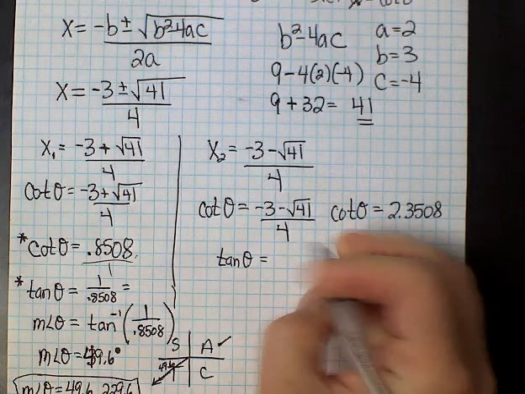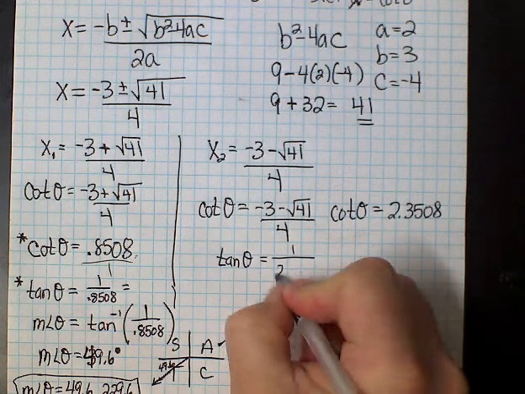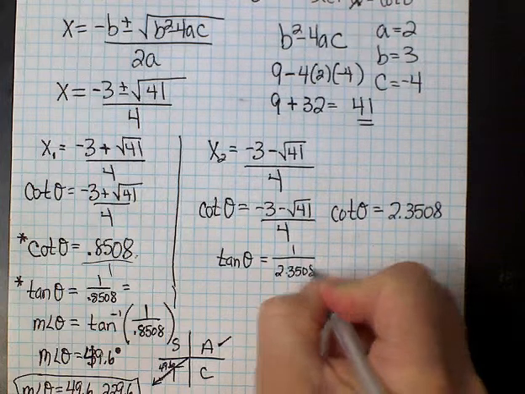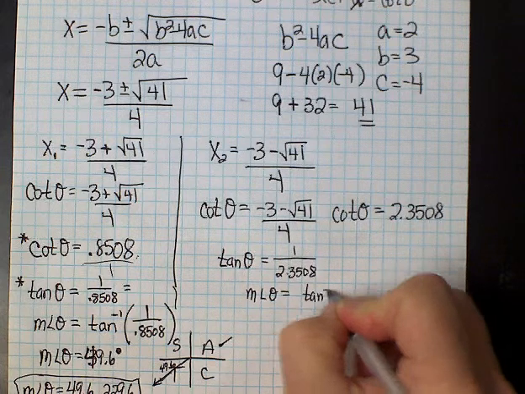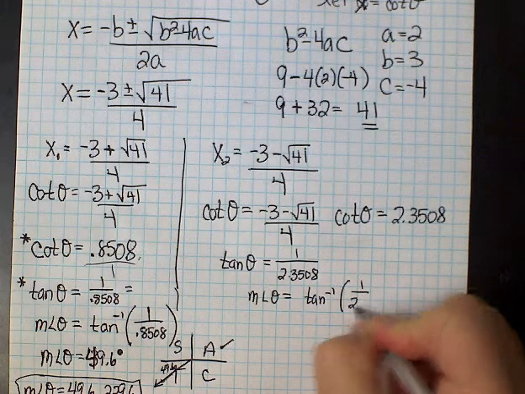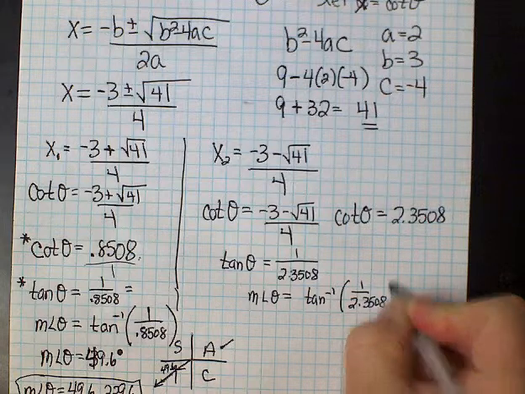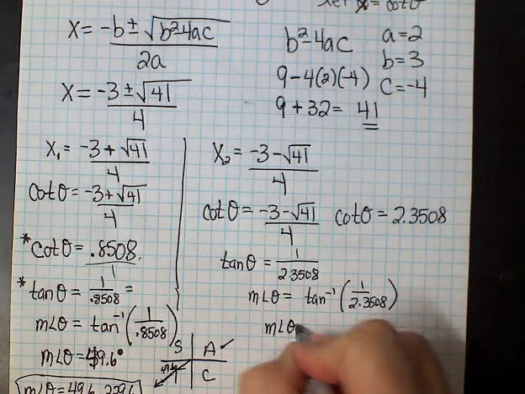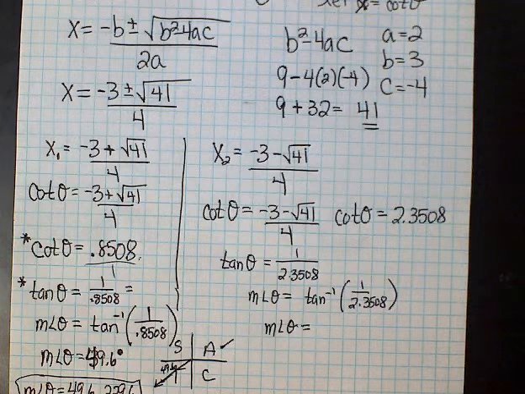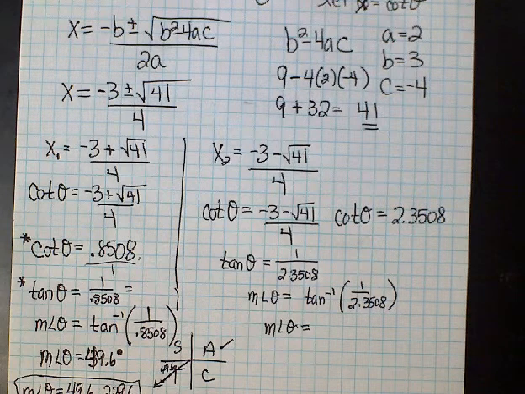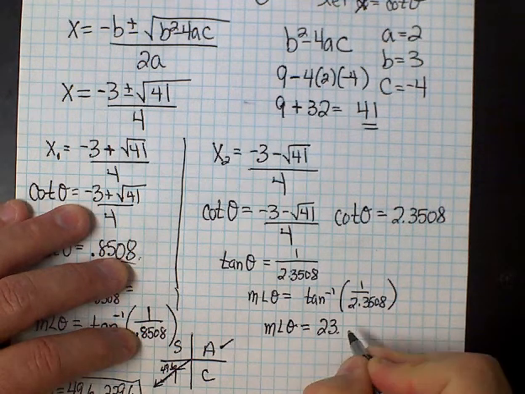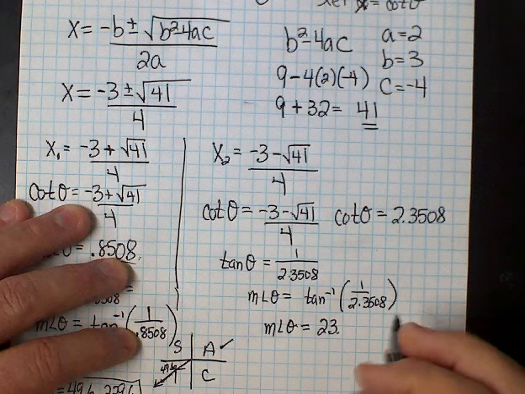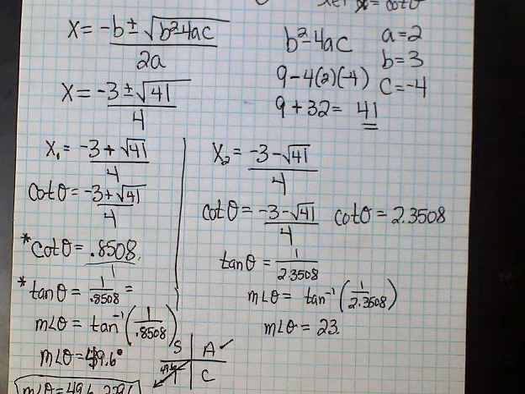Next step is to get the tangent involved, right? So tan of theta is going to equal 1 over this, 2.3508. So now we can get the measure of angle theta, which is going to equal tan inverse of 1 divided by 2.3508. So the measure of angle theta is going to equal what? 23 point... Okay, 23. So we get 23 degrees as an angle.